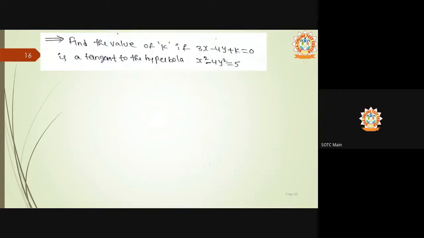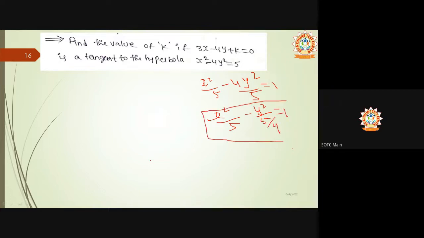Now try to see the next question. Find the value of k if 3x minus 4y plus k is equal to 0 is a tangent to the hyperbola x square minus 4y square is equal to 5, Nana. Right? So from this, you can make it in standard form. Divide with 5 on both sides. X square by 5 minus 4y square by 5 is equal to 1, right? So coefficient of y square also needs to be 1. So that's why we can convert it as x square by 5 minus y square by 5 by 4 is equal to 1, right? So from this you will get a square and b square values.